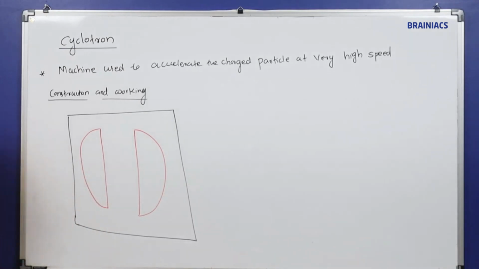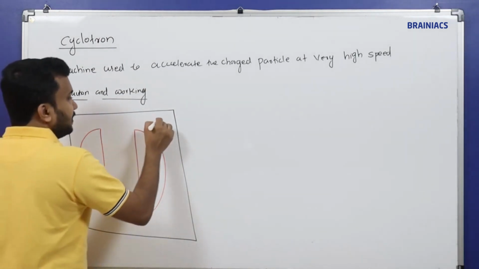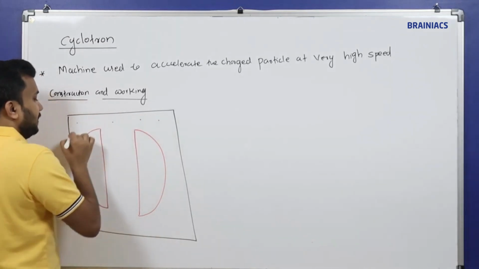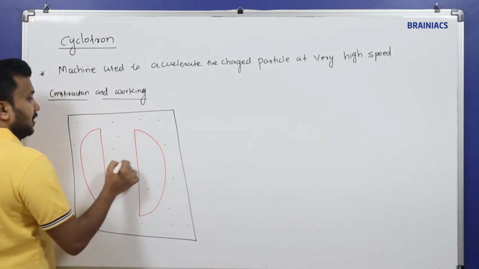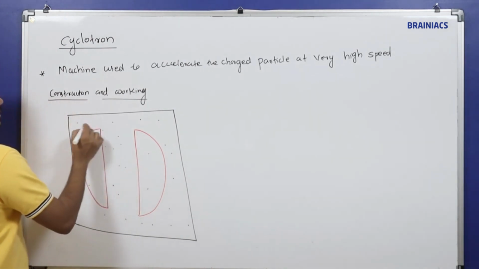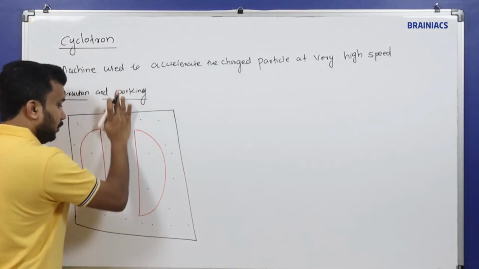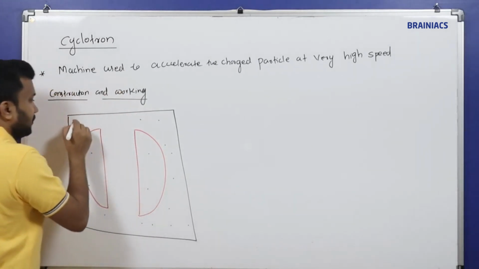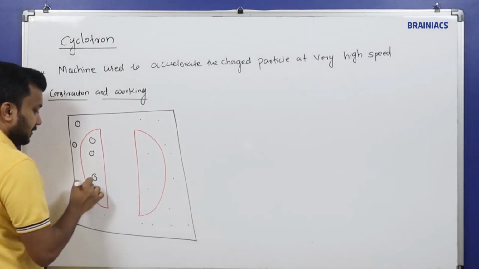This is what we call an electromagnet. There are magnetic fields which are coming outside, and that's what I am putting as a dot. The point is that the magnetic fields are not present between the Ds. Between the Ds there are no dots, only outside and inside of the Ds.